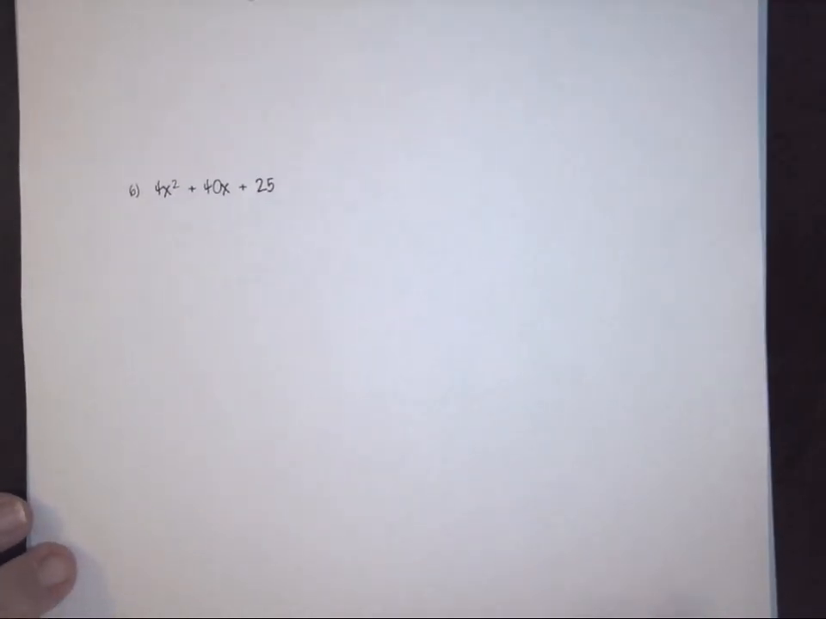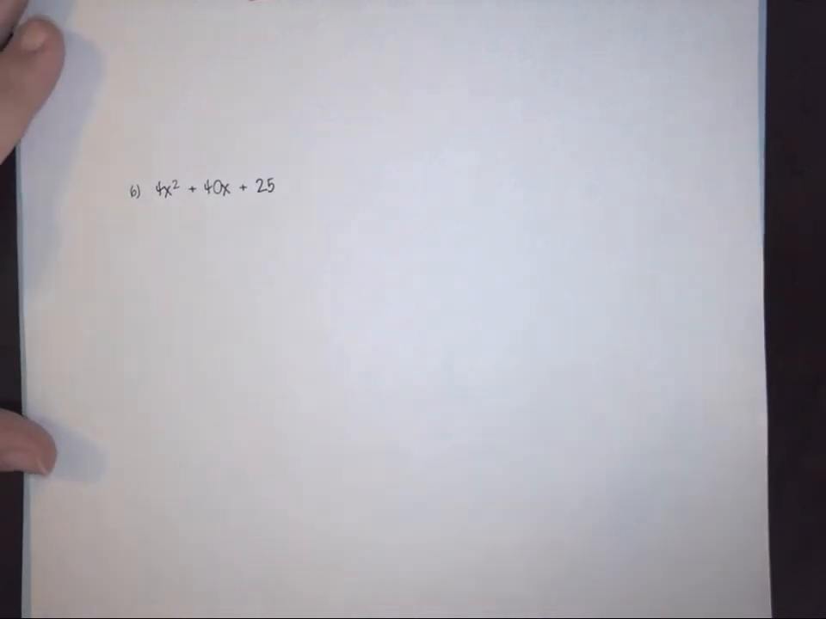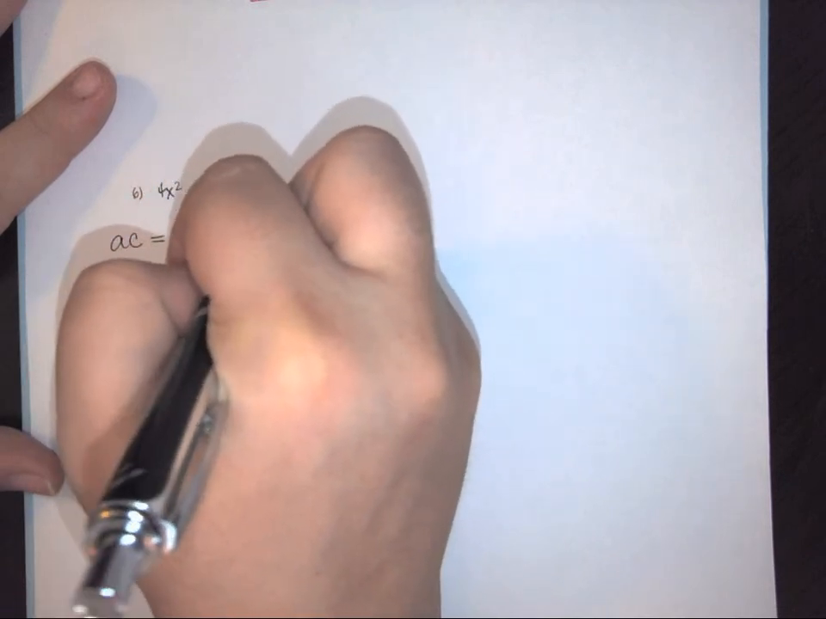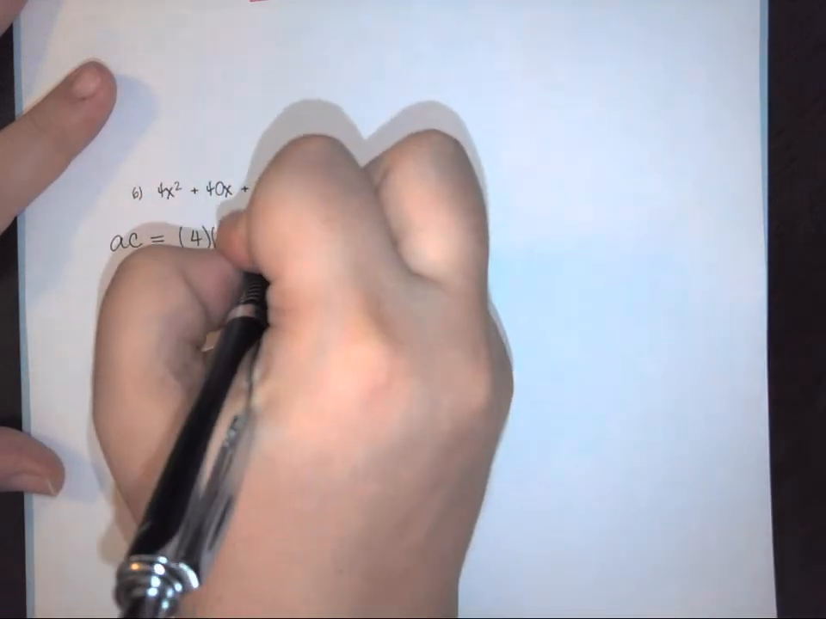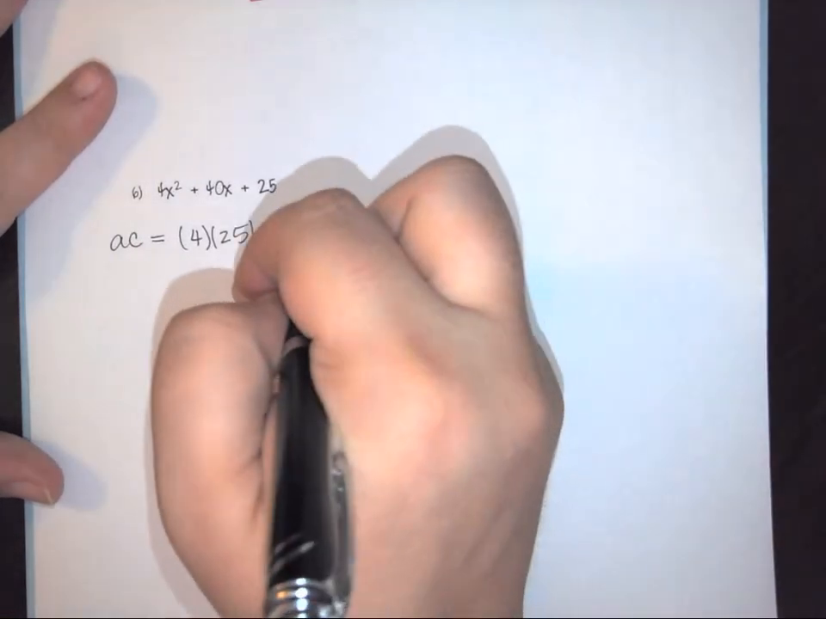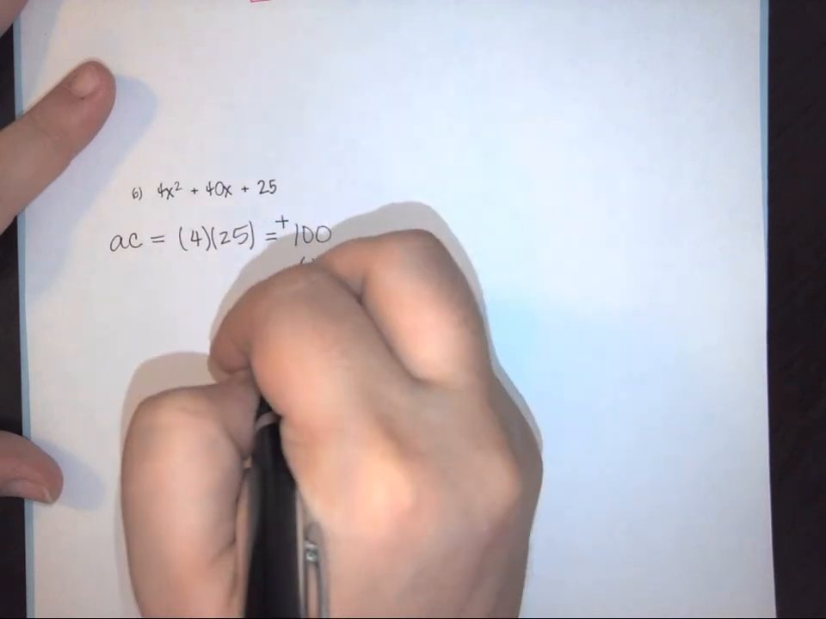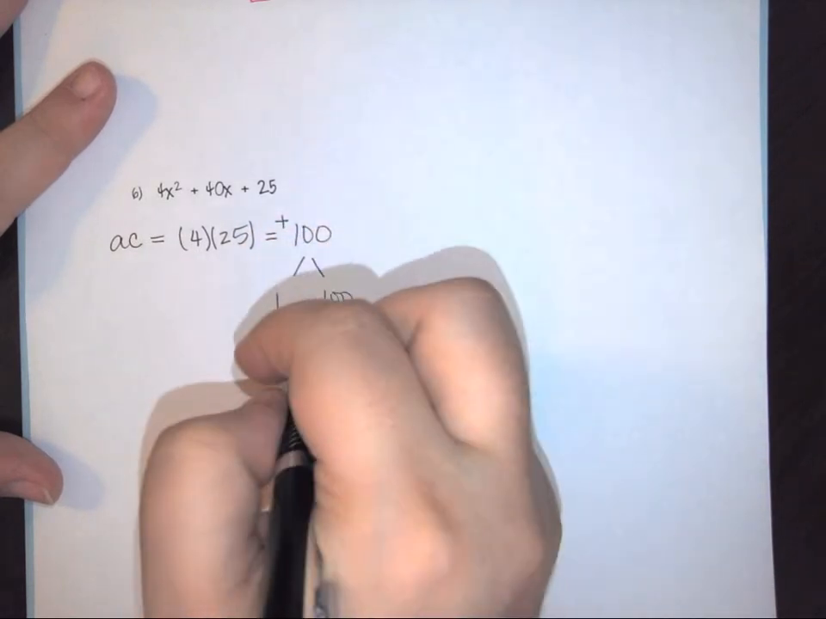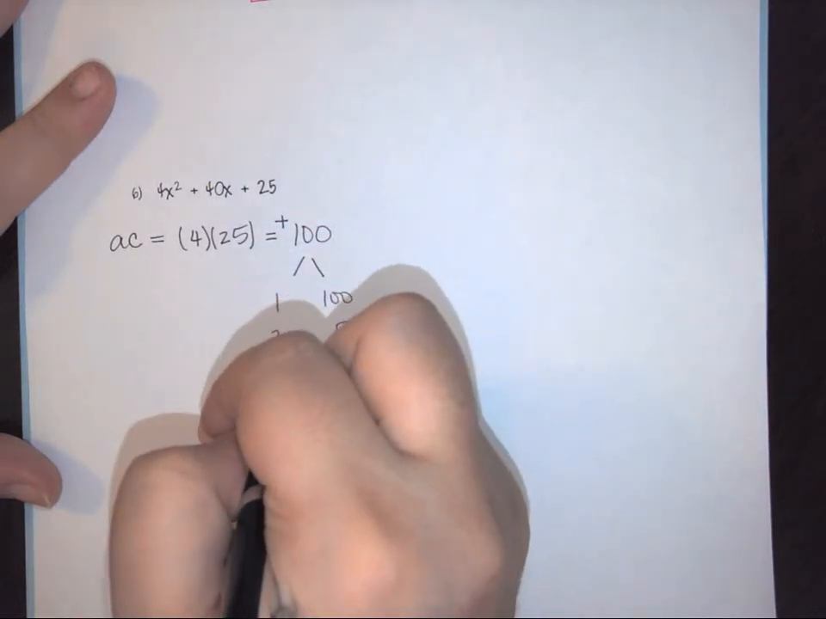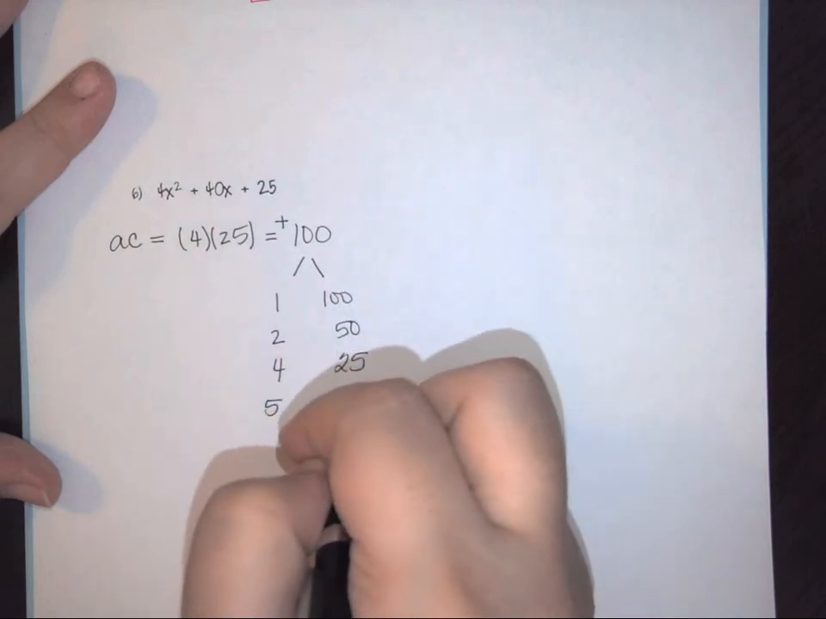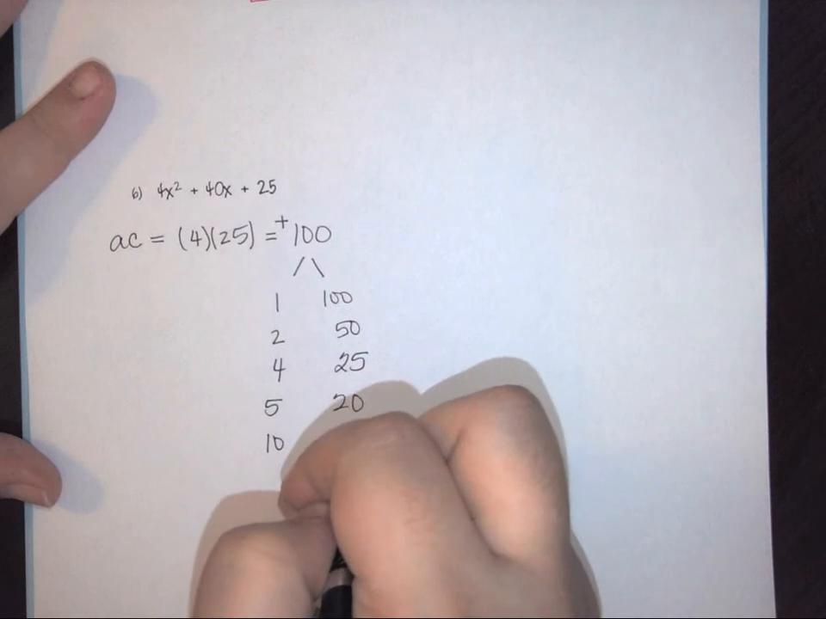Alright, last but not least, let's look at this one. Again, if you look, none of them have anything in common. So we can start right in. So here my AC method says take your first term, 4, times your back term, 25. So this is going to give me 100. Notice it is positive. So here I can look at my factors of 100. So I've got 1 and 100. I have 2 and 50. I have 4 and 25. 5 and 20, 10 and 10.